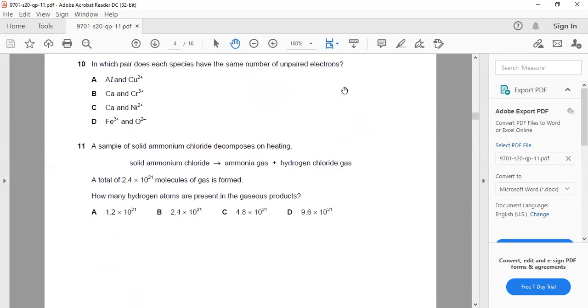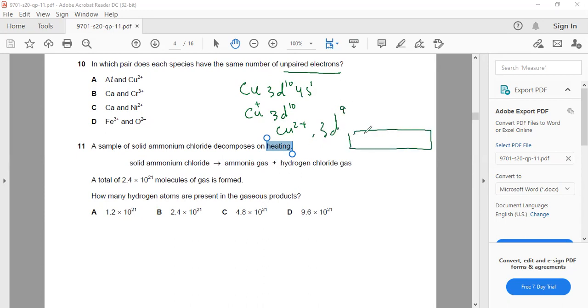Now, which pair has each species with the same number of unpaired electrons? I ask my students to memorize copper and chromium always. Copper is 3d10 4s1. It saves your time. It comes in exams very frequently. 3d10 only. Copper 2+ means 3d9. 3d9 means obviously d has 5 orbitals, so 2, 2, 2, 2, 1.